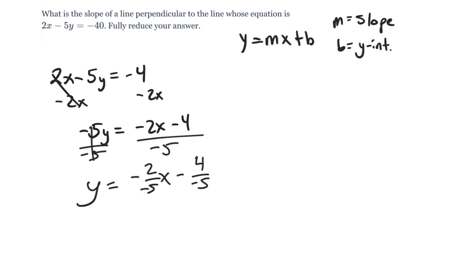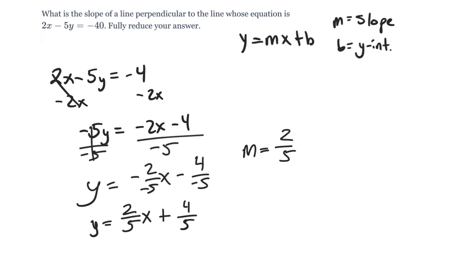Neither of these fractions reduce. So at this point, I don't have to actually do any dividing. I just rewrite it without the negatives because the negatives cancel each other out. So I have 2 over 5x, and then I'll have plus 4 over 5. And again, both of those were double negatives. I had a negative here and a negative there, and I had a negative here and a negative there. So I made them positives. But this is my slope-intercept form. So my slope, which is m, is equal to 2 over 5.